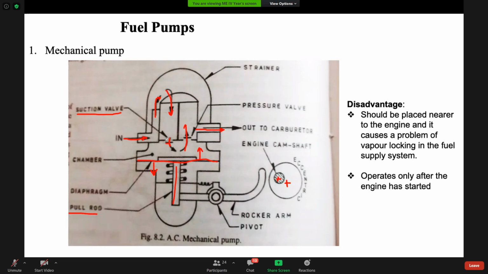At these two locations you can see one suction valve and one delivery valve. At this location you have the suction valve, and at this location you have the pressure valve. So these are one-way valves. You can see the diagram here. From this valve the oil can only move in this direction, and for this valve the oil can move only in this direction. So this is the working of this mechanical pump. I'll give you 2 minutes. Draw this diagram fast.